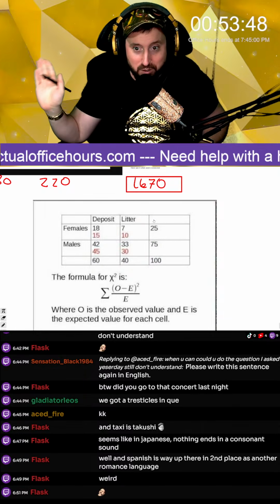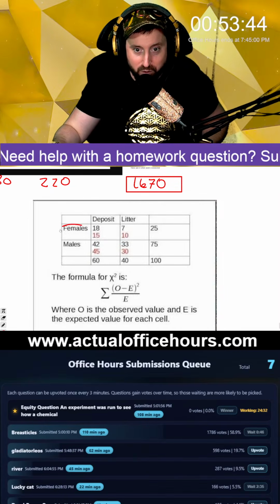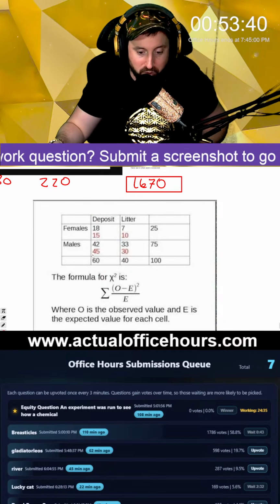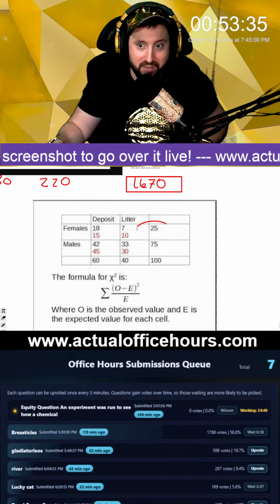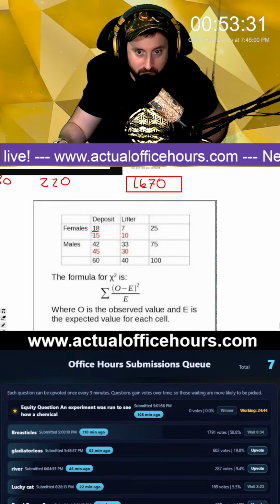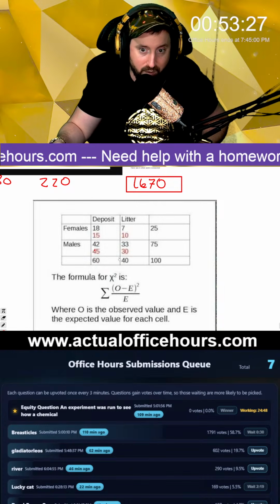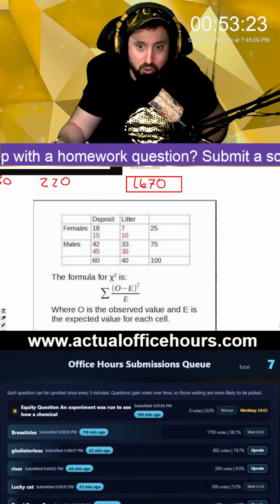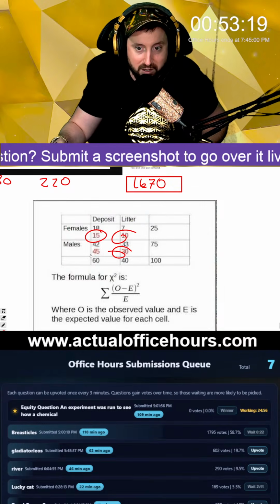So here's the thing: you say that if there was no difference between being a guy or a girl, like let's say out of all the people that put the trash in the recycling, 60 people, we would expect that a quarter of those 60 should have been girls, and a quarter of 60 is 15, and that 3/4 of those should have been guys, and 3/4 of 60 would have been 45. So that's where the formula is coming from. You're assuming that there is no relationship between these two, and those are the expected amounts.